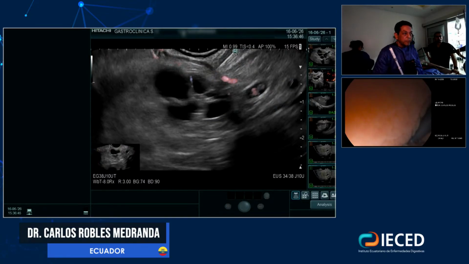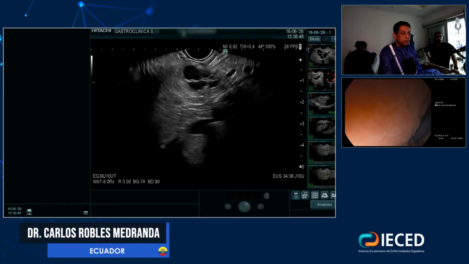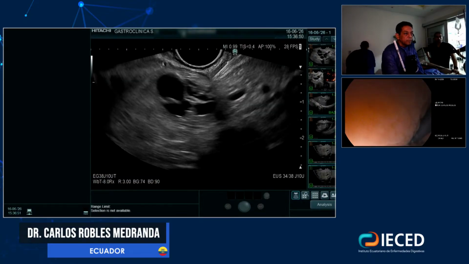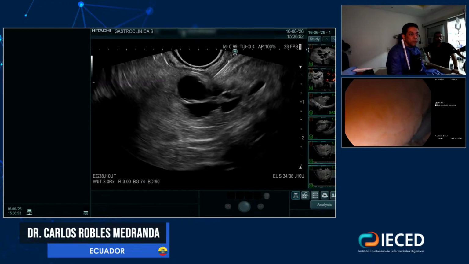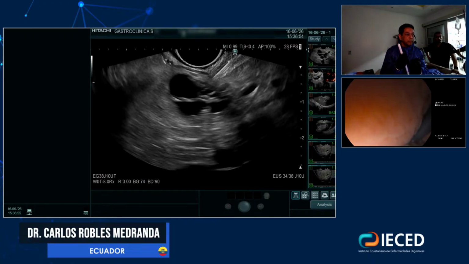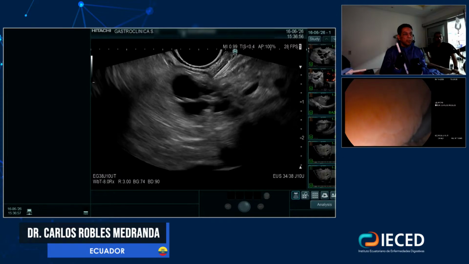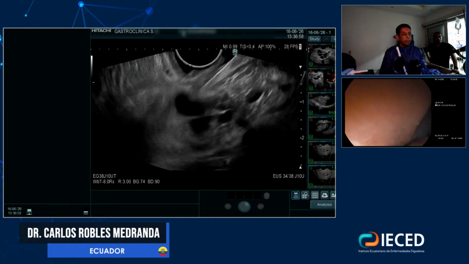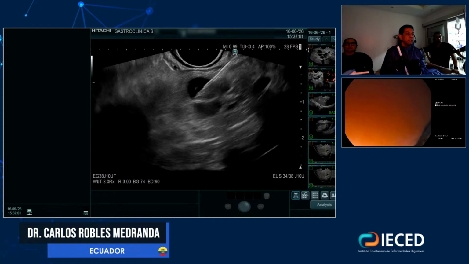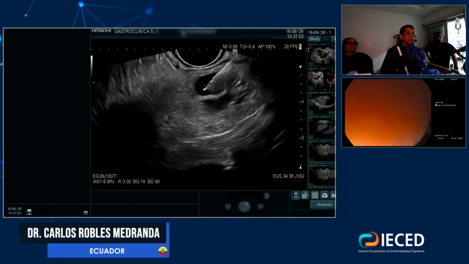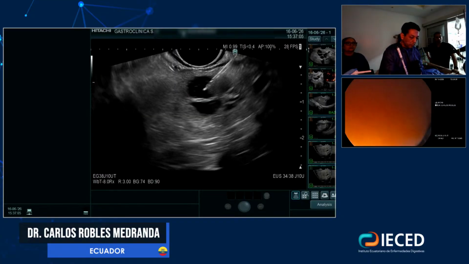So I'm trying to avoid the vessels. I'm trying to avoid big vessels. I'm trying to go inside the cystic lesion directly because I want to take a biopsy from that area, from that wall. Okay, I am inside, you can see it. And you have to take care, because that could bleed.